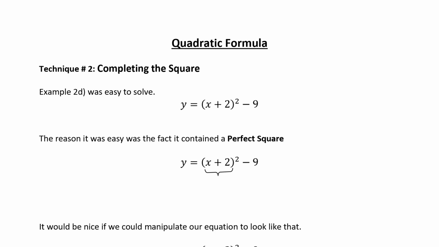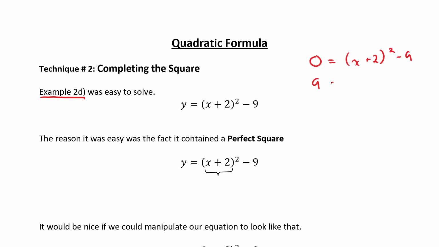Let's discuss completing the square first. If we look back to example 2D from the previous lecture, we found an equation like this. Y is equal to x plus 2 squared minus 9. We found it was very easy to solve. Remember, when solving a quadratic equation, you set y equal to 0 and you're solving for x.